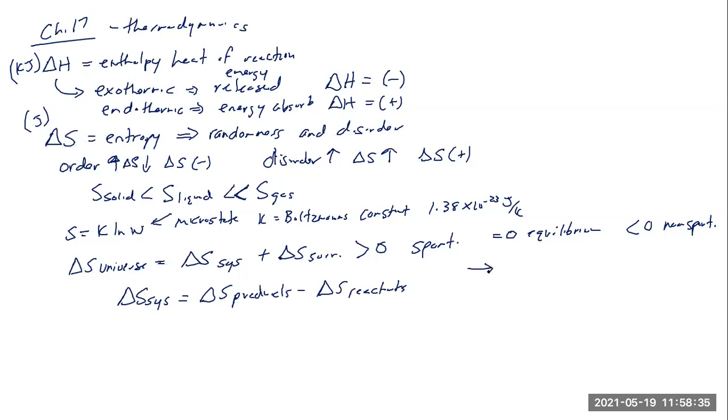So if you had an arrow where it was 2 CO2, you would want to take the value of CO2 and multiply it by 2 as you're doing that. And that will give us our delta S of the system.